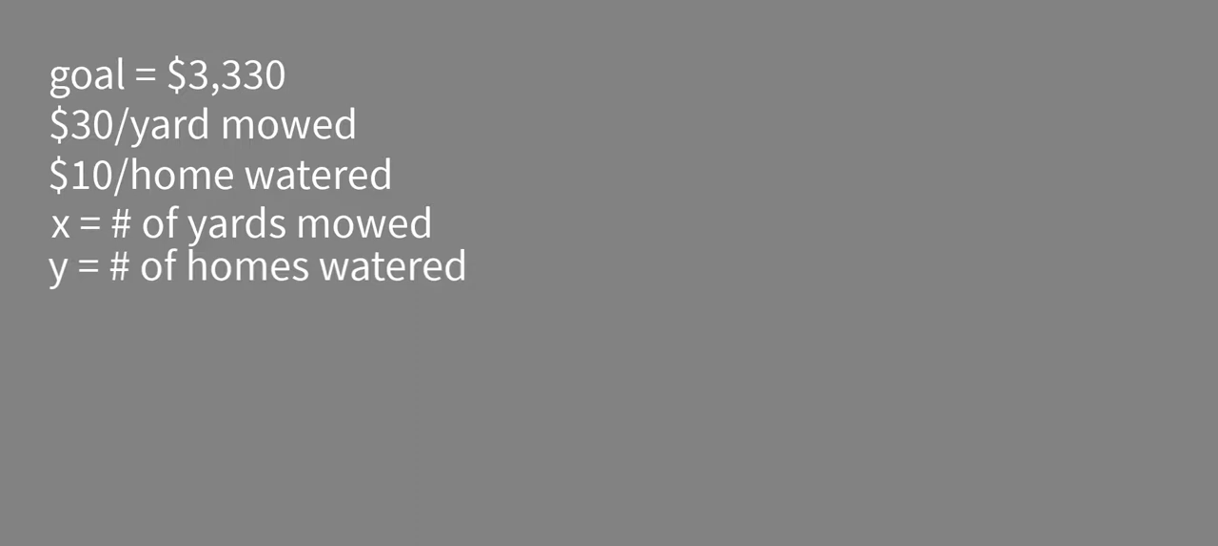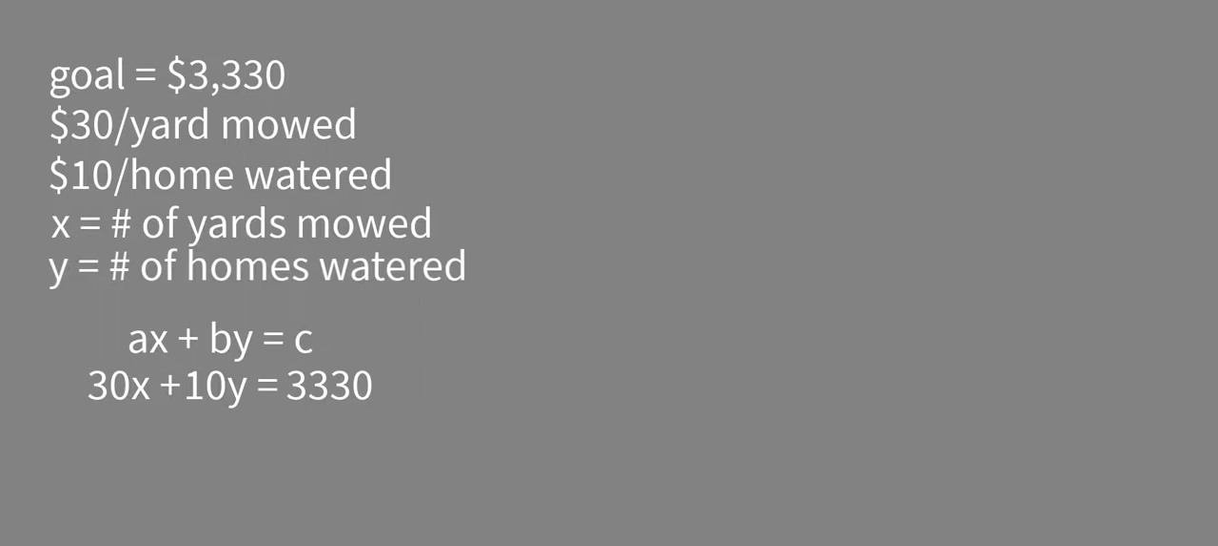So we're wanting AX plus BY equals C form. So X is the number of yards mowed, and she charges $30 per yard. So this portion is going to be 30X plus Y is the number of homes where she waters the plants, and she charges $10 per house, so 10Y. And her goal is to make $3,330. So 30X plus 10Y equals 3,330. That's our equation.